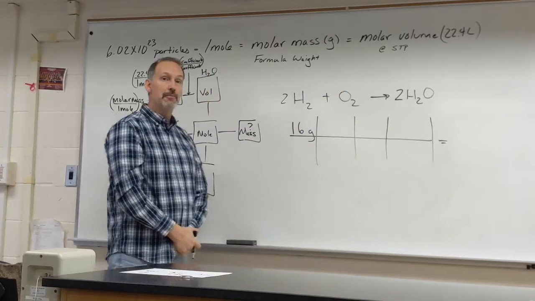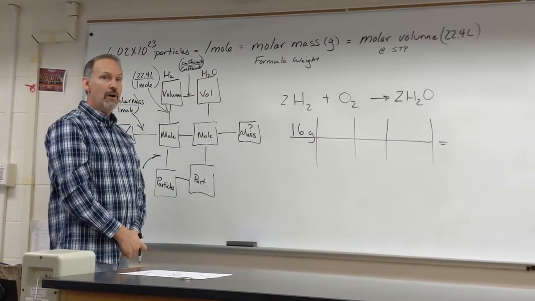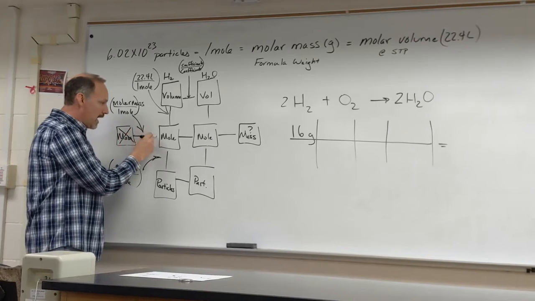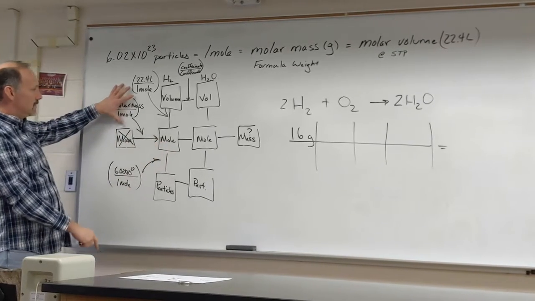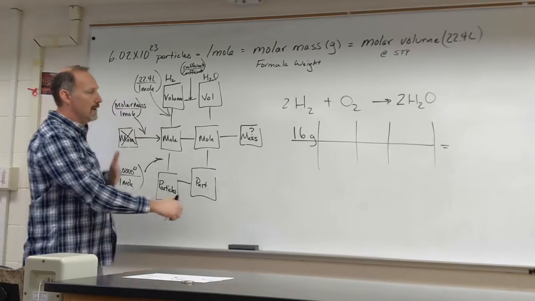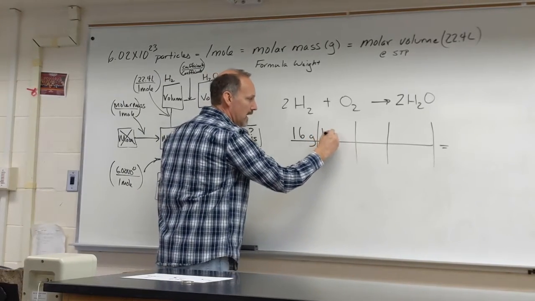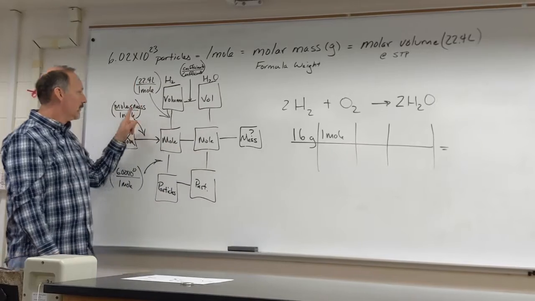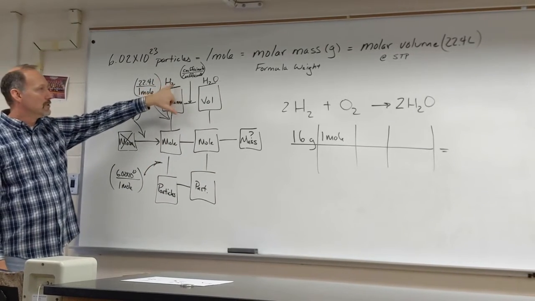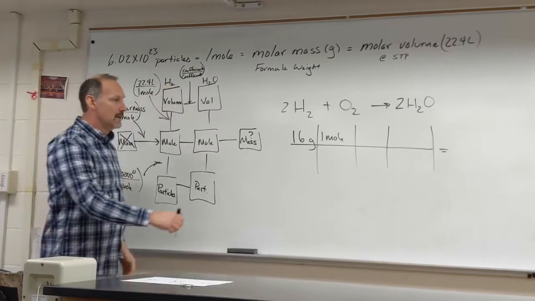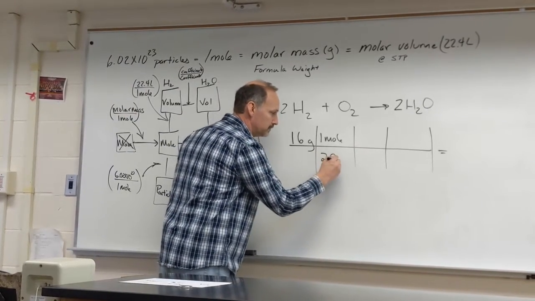Now we've got to fill in the brackets. And so here we go. The first jump is from mass to mole. So I want moles on top. So I take this one, I flip it upside down, I put the 1 mole on top, and then the molar mass or the formula weight on the bottom. I'm in the hydrogen chart. Hydrogen is 2 times 1, so its weight is 2.